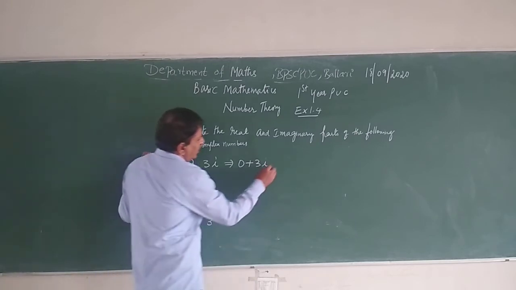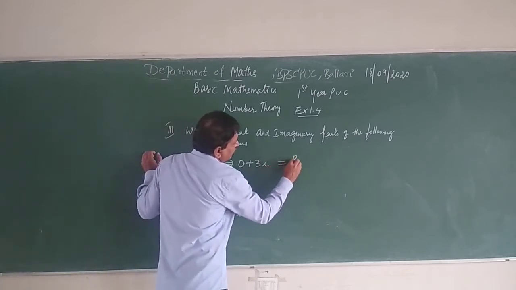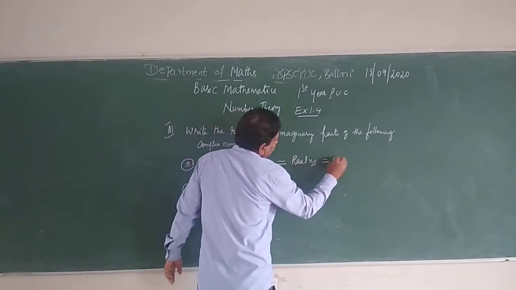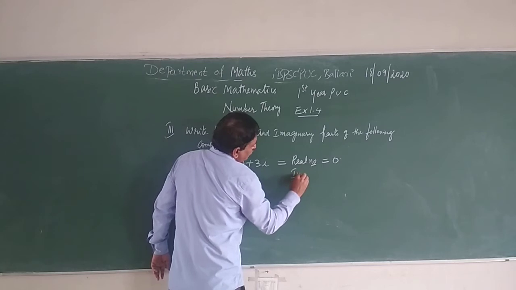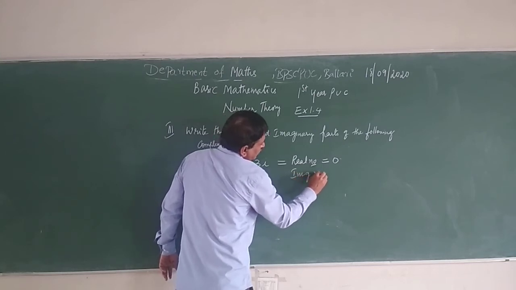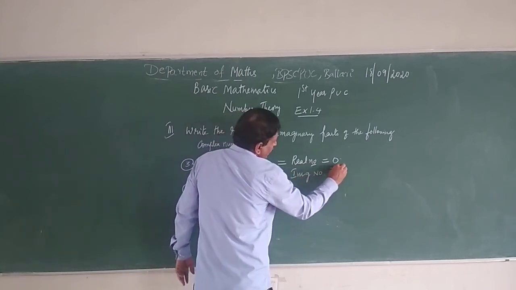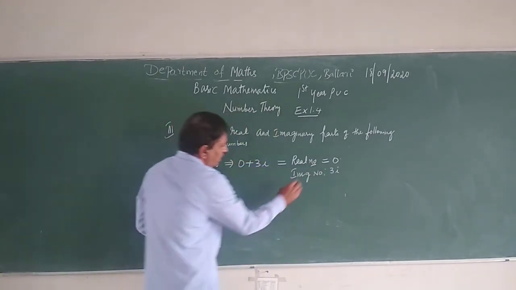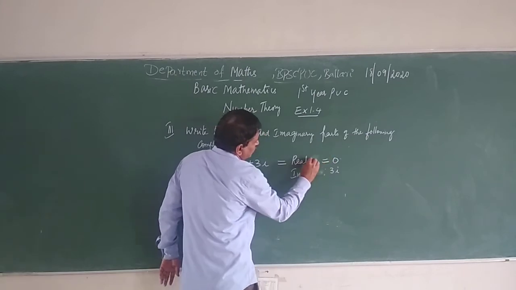So here very clearly 0 is the real part. The real part is 0. The imaginary part is how much? 3i. So you can write 3i as the imaginary part.